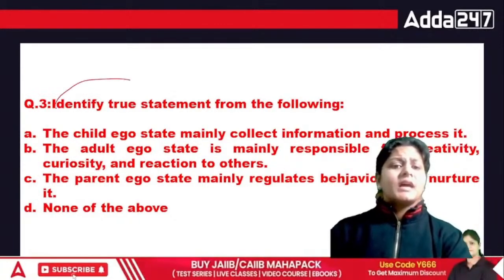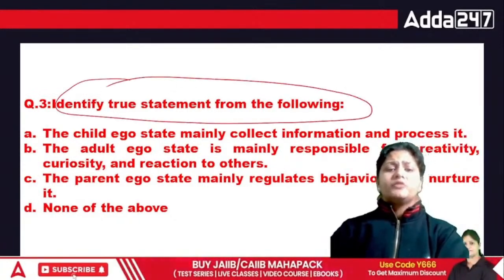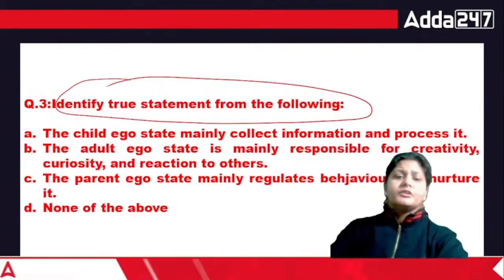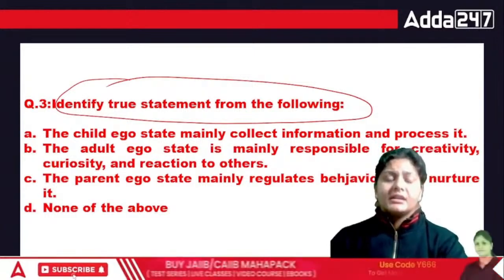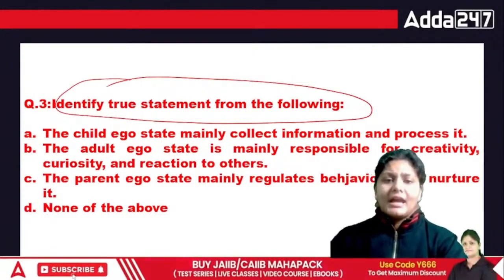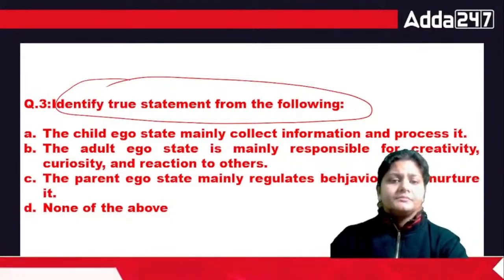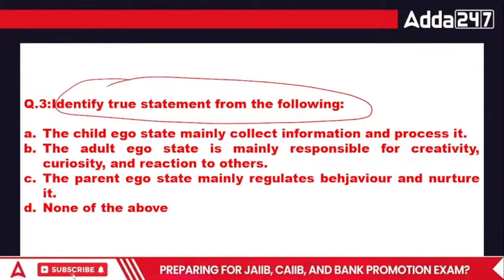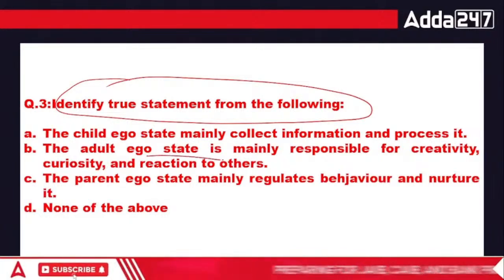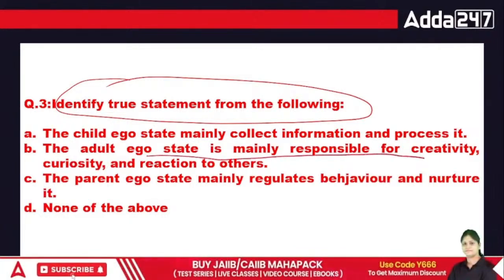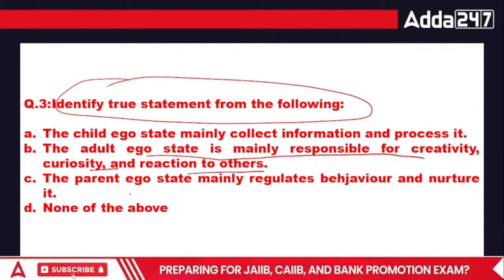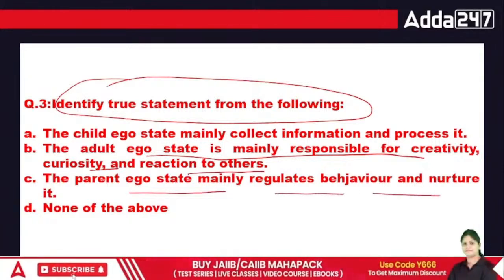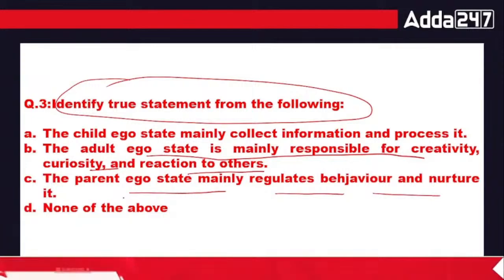Now the third question is: identify the true statement from the following, right? You have to identify which one is the true statement. Number one: the child ego state mainly collects information and processes it. Okay, this is your first option. The second: the adult ego state is mainly responsible for creativity, curiosity and reaction to others. The third: the parent ego state mainly regulates the behavior and nurtures it. Okay, so which one is the correct statement?